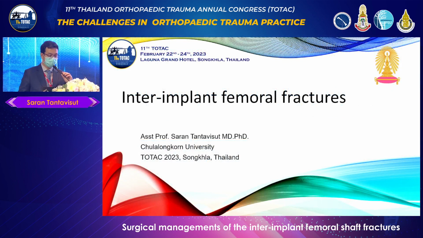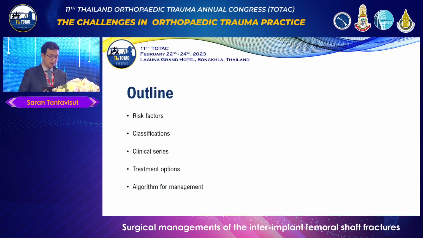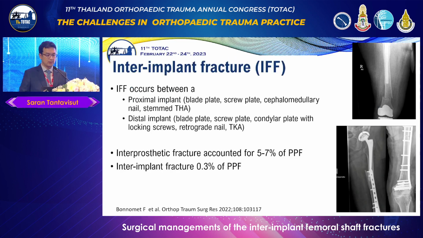Okay, my topic is inter-implant femoral fracture. So this is the outline of the talk today. What are inter-implant femoral fractures? If we have a total hip up here, total knee down here, and you have a fracture in between, we call that an interprosthetic fracture. But if there is a fixation device up top, down here, or both, we call that an inter-implant fracture.